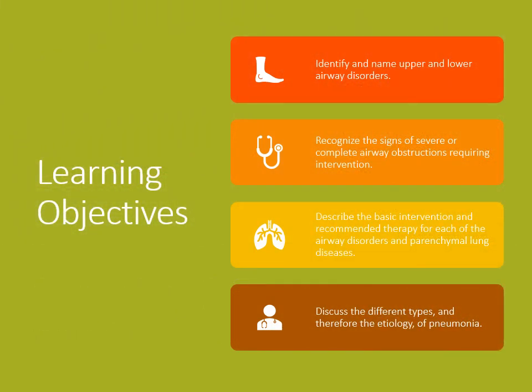Today you'll learn to identify and name both upper and lower airway disorders. You'll also be able to, at the end of this lecture, recognize signs of severe or complete airway obstruction. These may require interventions. You should be able to describe the basic interventions and recommended therapies for each of the airway disorders discussed, and discuss different types and therefore different etiologies of pneumonia. Let's begin.